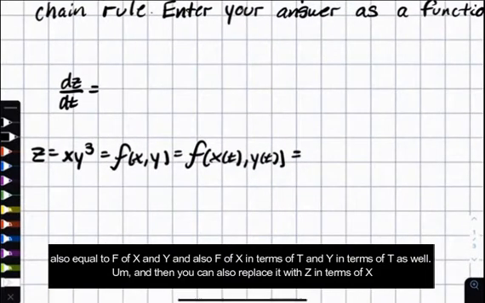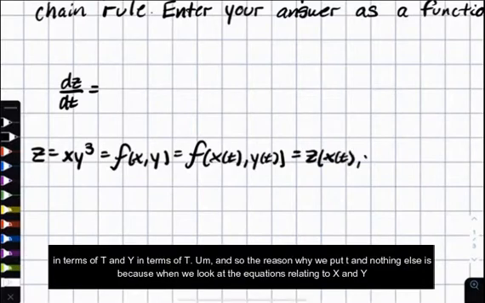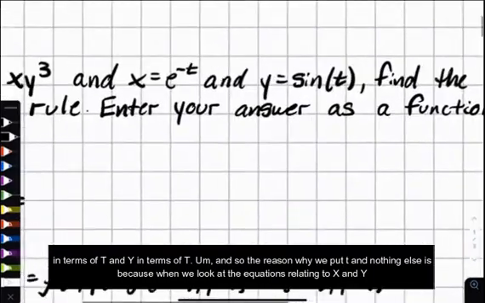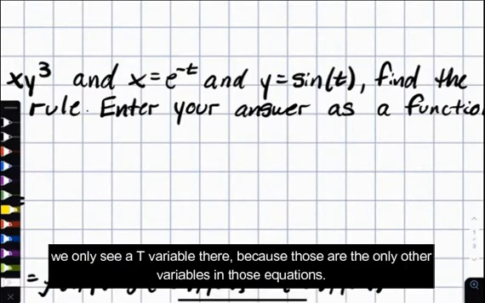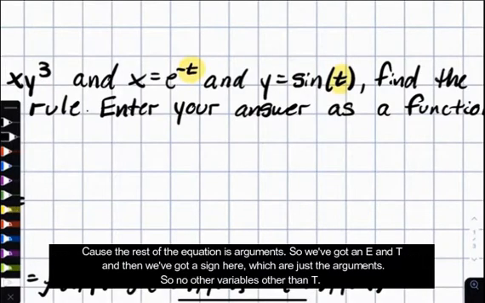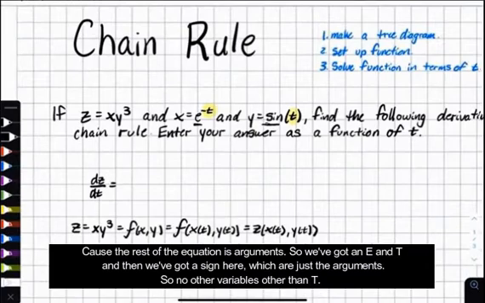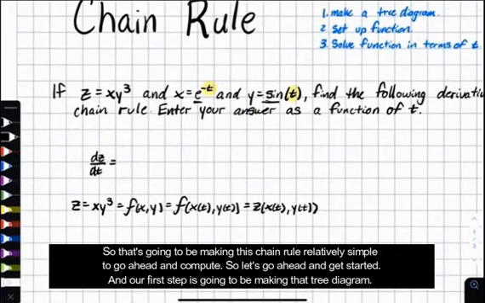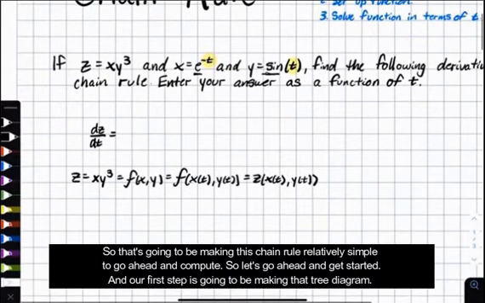And then you can also replace it with z in terms of x in terms of t and y in terms of t. The reason why we put t and nothing else is because when we look at the equations relating to x and y, we only see a t variable there, because the rest of the equation is arguments. So we've got an e of t, and then we've got a sine here, which are just the arguments. So no other variables other than t. So that's going to make this chain rule relatively simple to compute. So let's get started.